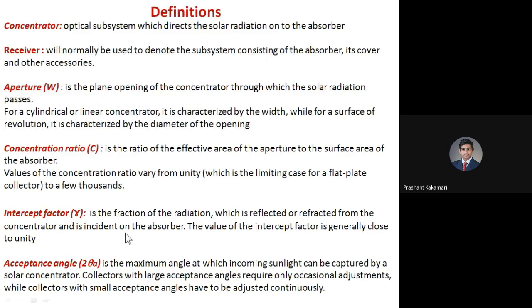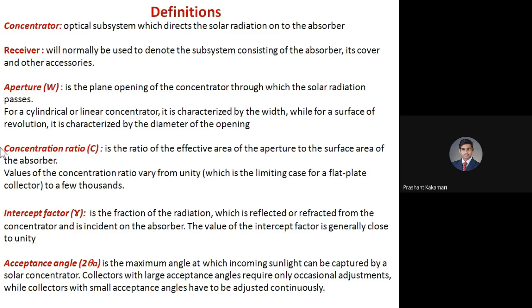So which is reflected or refracted back from the concentrator, and it is incident on the absorber. So that fraction of solar radiation is almost equal to unity only, because there will be very few losses compared with the flat plate collector. Concentrating collectors will have very few losses. That's why these values of intercept factor are almost equal to 1 or very near to 1. Okay, because of the low losses.